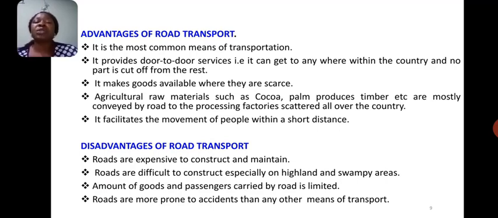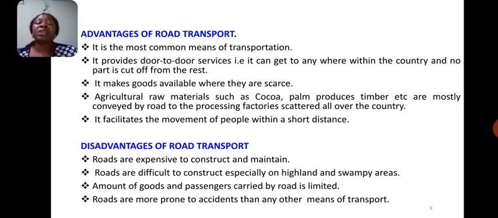Advantages of this road transport. One of the major advantages is that it is the most common means of transportation. It provides door-to-door services, that is, it can get to anywhere within the country and no part is cut off from the rest. It makes goods available where they are scarce.